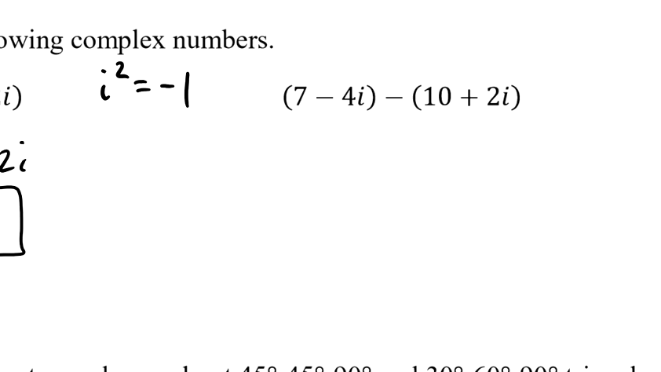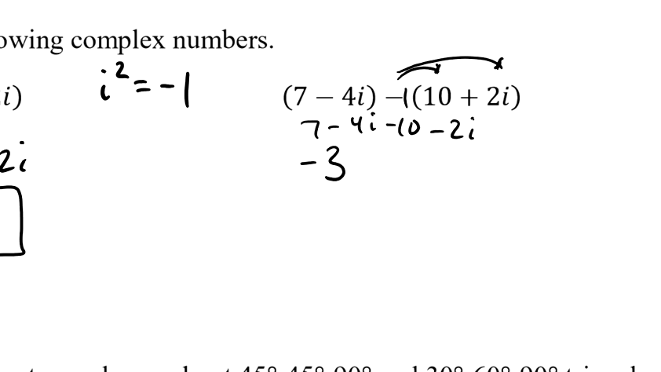This one is, let's see, this would be a -10 and a minus 2i, because I'm going to distribute this -1 to both of these things inside. That would give me a -3, right? What is that? That's 7 minus 4i minus 10 minus 2i. So the -3 is -10 plus 7. And then I have -4i minus 2i, which would be -6i. So that's our answer to this problem.